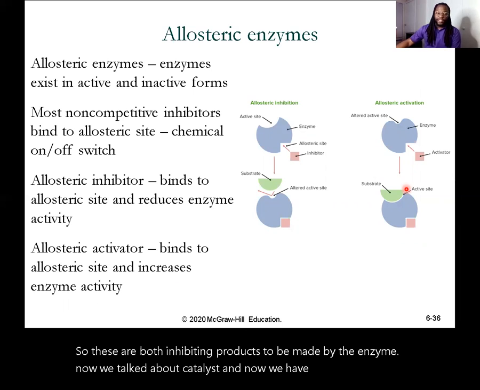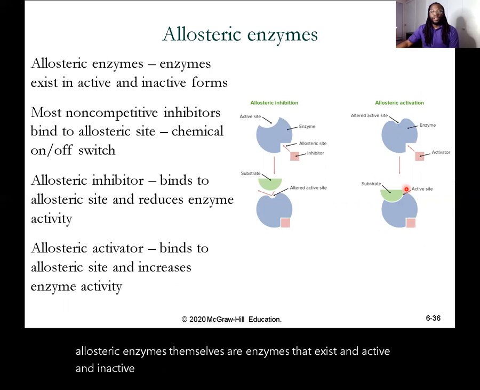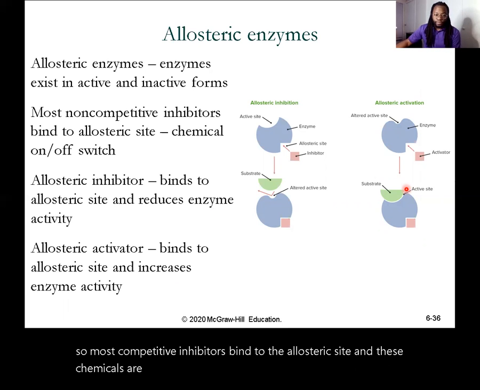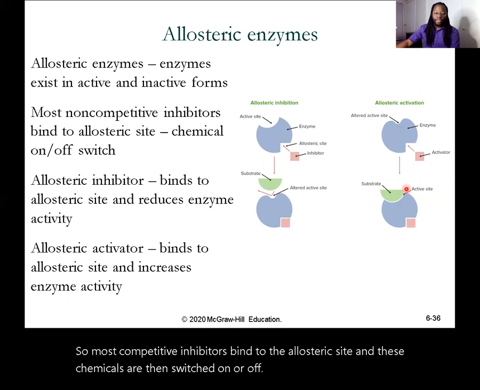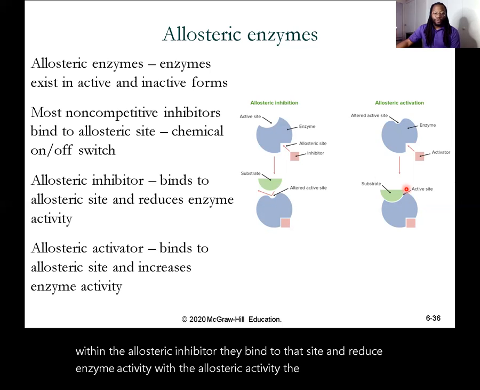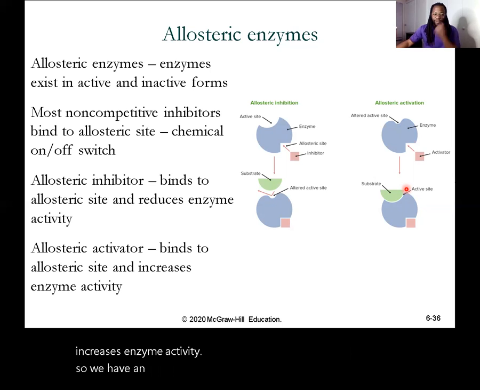The allosteric enzymes themselves are enzymes that exist in active and inactive forms. So most of these inhibitors bind to the allosteric site, and these chemicals are then switched on or off. Within the allosteric inhibitor, they bind to the allosteric site and reduce enzyme activity. With the allosteric activator, the binding at that site increases enzyme activity. So we have an inhibitor and then an activator.